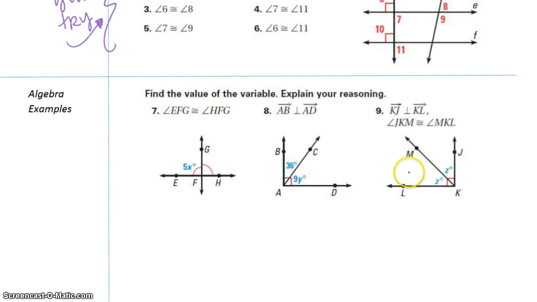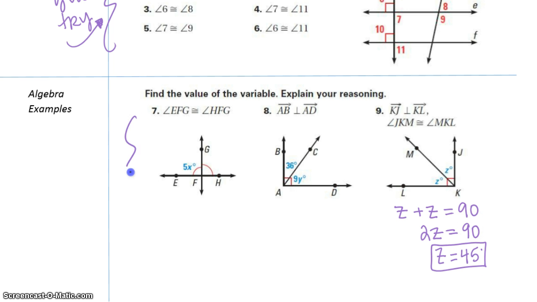KJ is perpendicular to KL. And look, they did that already. They put the box in there for us. The next thing they say is angle JKM is equal to angle MKL. Well, look, they took care of that. They labeled both of them Z. They're both exactly the same. So now we have to solve and find the value of the variable. Well, looks like they are 90 degrees, correct? So angle Z plus the other angle, which is Z, should equal 90 degrees. Then we add these together and we get 2Z equals 90. And then what do we do to both sides? Divide. So we'll get Z is 45 degrees. And we've solved for the variable.